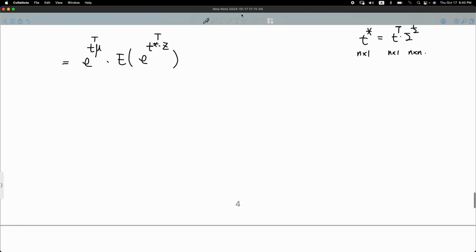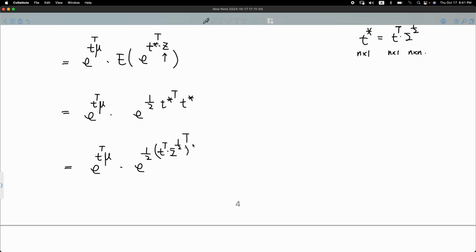Now coming back to here, this is e raised to the power of t transpose mu, and then this is the moment generating function for random variable z, so we have e to the 1/2 t star transpose t star. And then we need to replace the t star back to our original terms. We just made a substitution there for simplification. So e to the t transpose mu, e to the 1/2, so t star is t transpose sigma 1/2, and then this together transpose, and then another t transpose sigma.